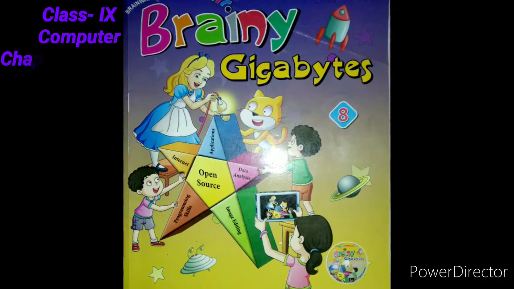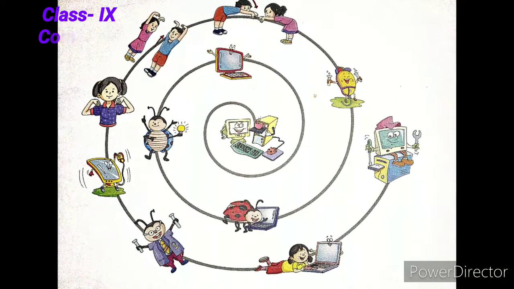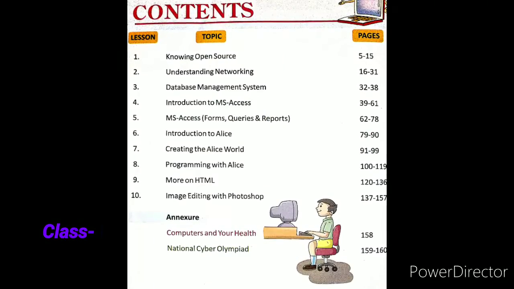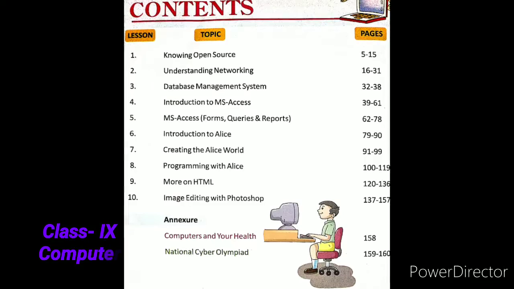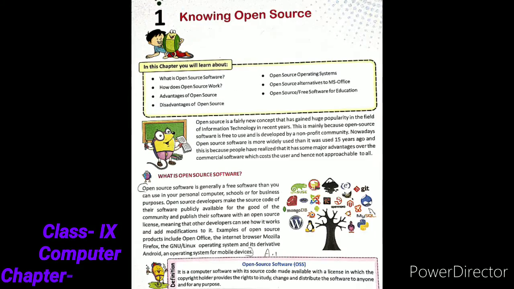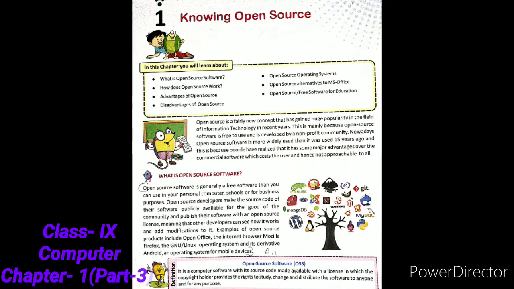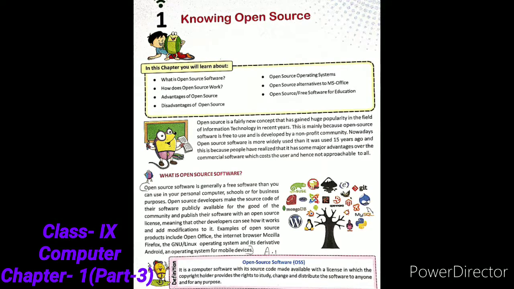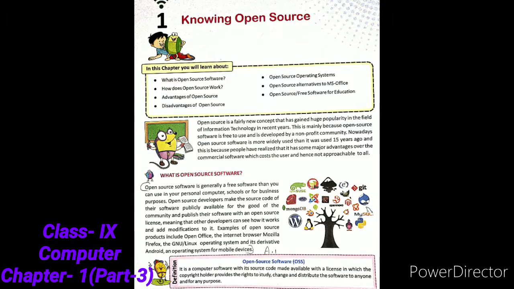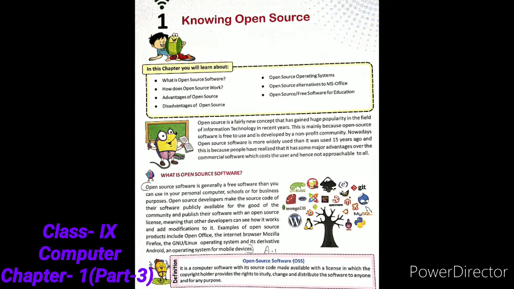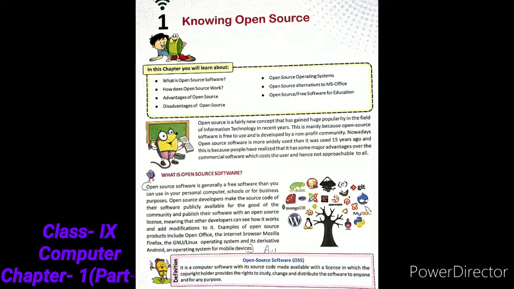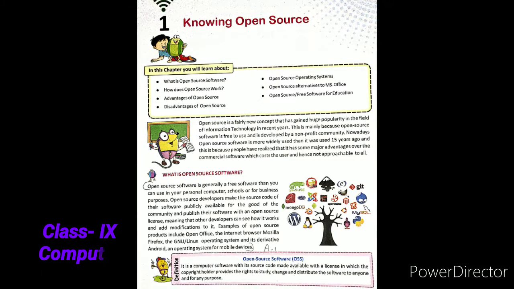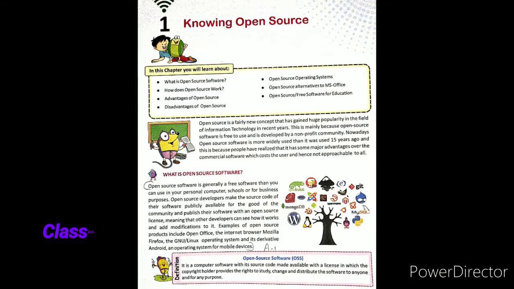Source: the point or place where something begins, arises or is derived. Let's first see what an open source software is. A software whose source code is freely distributed with a license to study, change and further distribute to anyone for any purpose is called open source software.